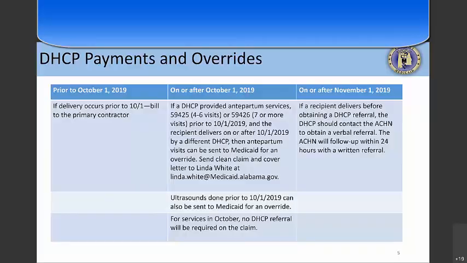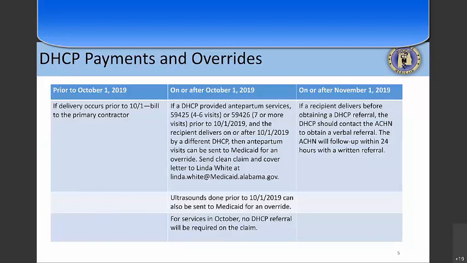If you have a maternity patient who delivers prior to October 1st, 2019, all you would do is bill your maternity contractor like you always have, unless you're in District 10 and 12. For District 10 and 12, you would just submit a fee-for-service claim.